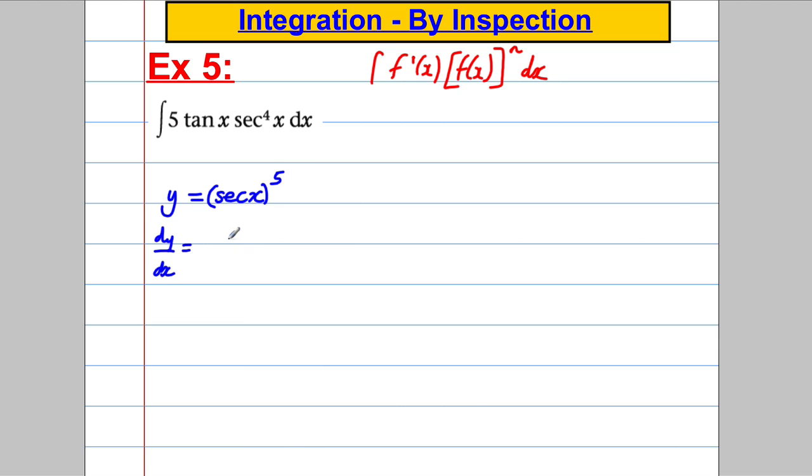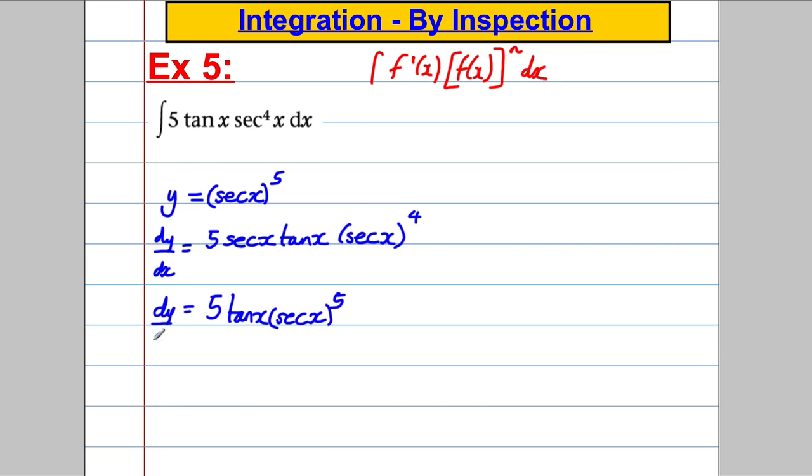Well, if you bring down the power of 5, you differentiate sec, which gives you sec x tan x, and you reduce the power by 1, so you would have sec x to the power of 4 there. So you would get yourself 5, and you've got a sec x and a sec to the power of 4, and you've got a tan. So you would get 5 tan x sec x to the power of 5.